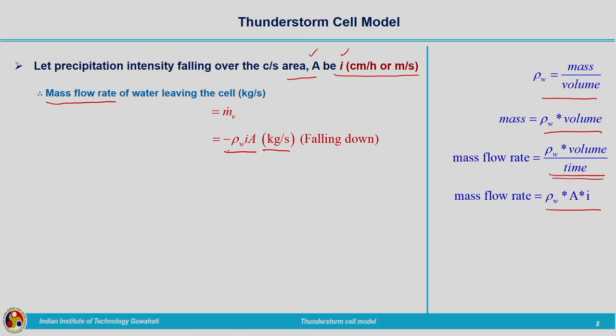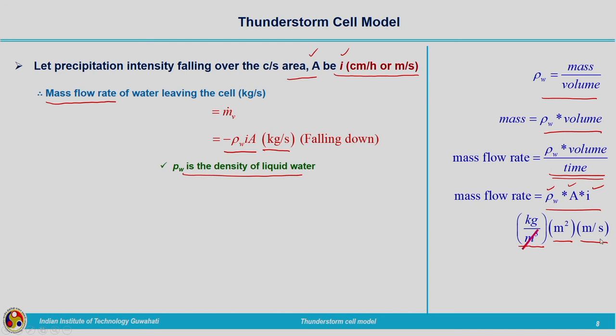Now, you look at the unit. This rho w is nothing but the density of liquid water. Density is mass per volume, that is kilogram per meter cube. Area is in meter square and intensity is in meter per second. So, you can cancel this meter cube from numerator and denominator, and it will come in terms of kilograms per second.